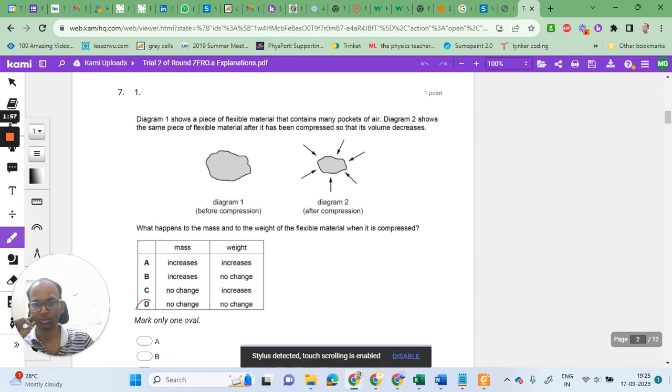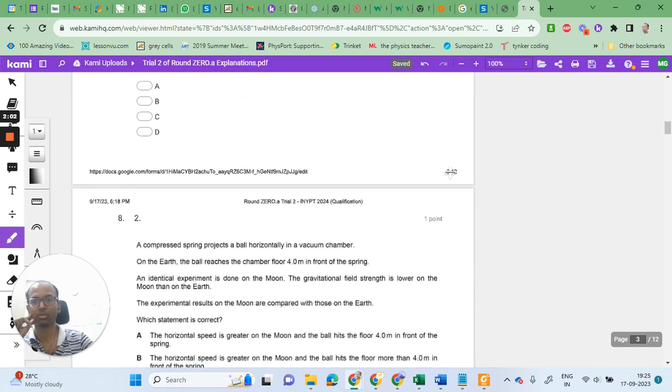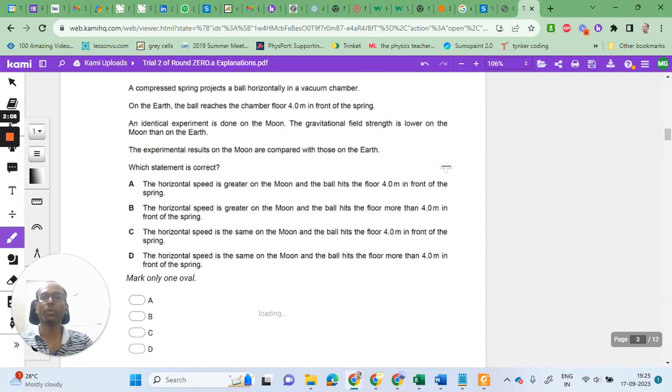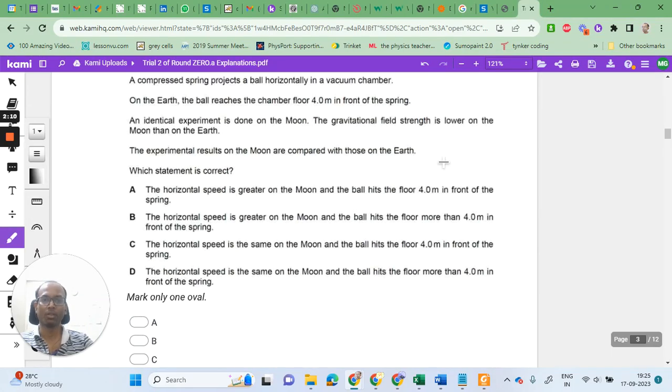So the option is D. Moving on to the second question. A compressed spring projects a ball horizontally. Okay, so here the compressed spring will have the same behavior even on the moon as on the Earth. And on the moon also it's a vacuum, no atmosphere. So there is no air resistance, even in the vacuum chamber on Earth and on the moon. So the horizontal velocity with which the ball is launched will remain unchanged due to the spring.